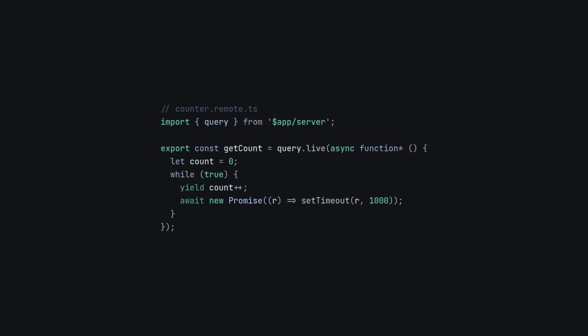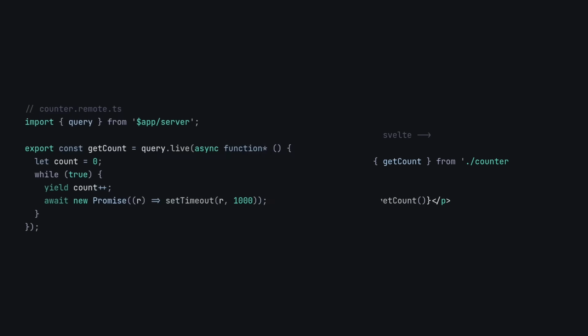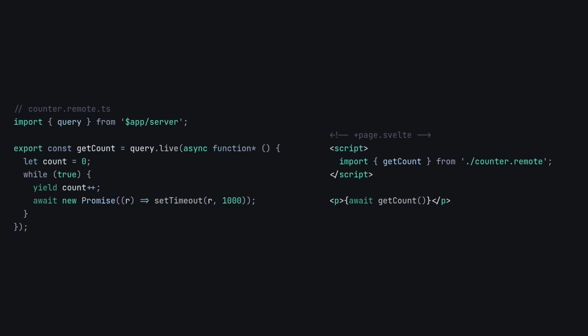In this example we have a count query by using query.live and passing a generator to it. And inside of the generator we initialize a count as 0, and then we have a while loop where we increment the count and yield it every second using a promise. And here is how it's used inside of a Svelte component. So we can simply import getCount from counter.remote, and we can await getCount in the template.